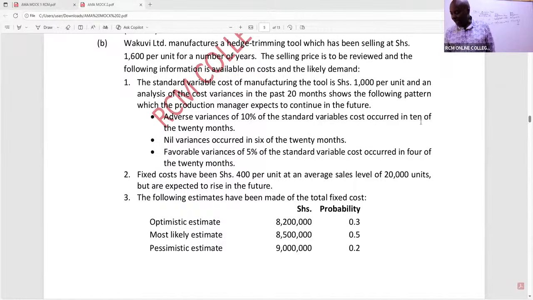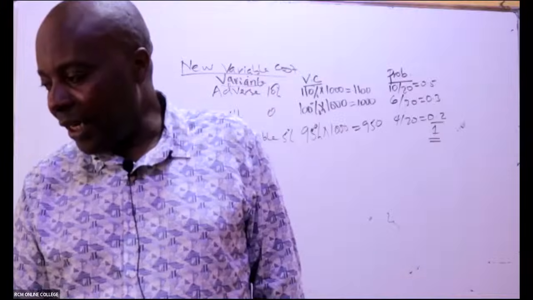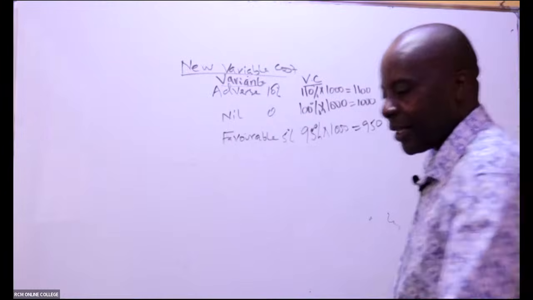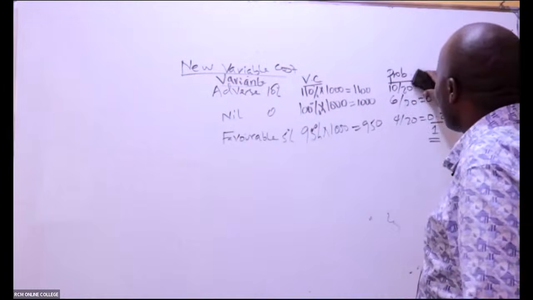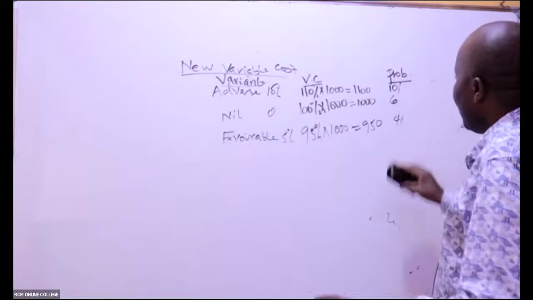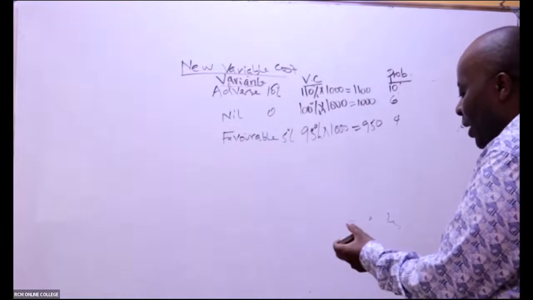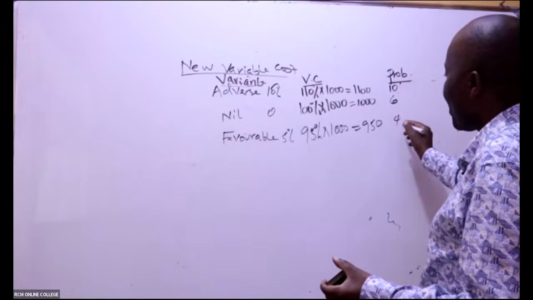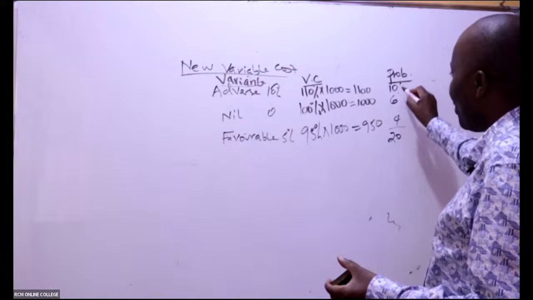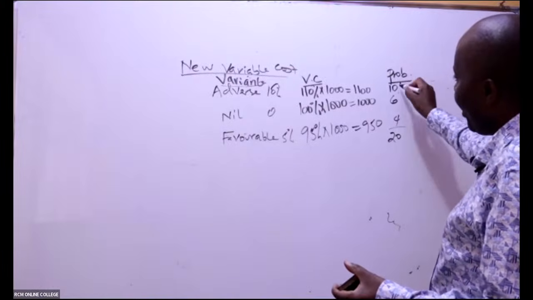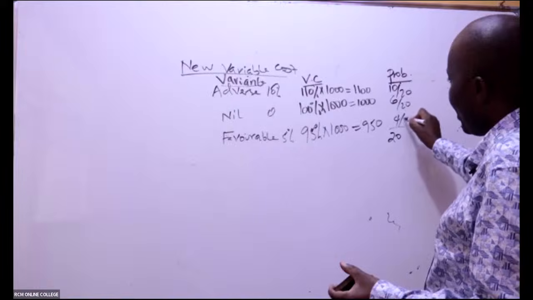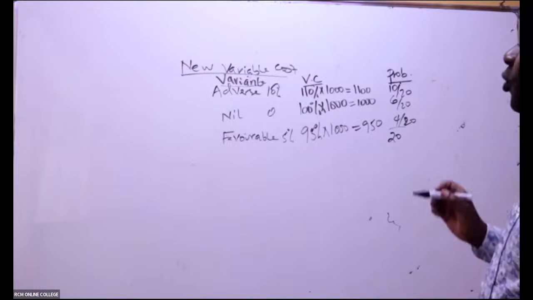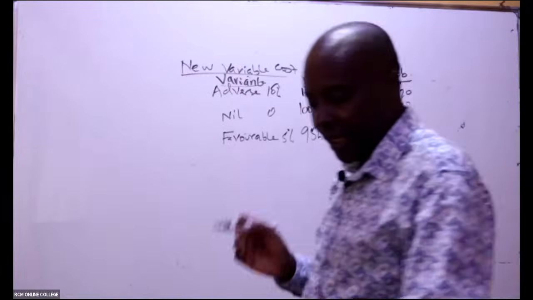So you can see when you add 10 plus 6 plus 4, equals 20. This occurred 10 times, this 6 times, and this occurred 4 times. So then if you add, you'll get 20. Proportion-wise, because probability is a proportion, it'll be 10 over 20, 6 over 20, 4 over 20, like that. And then they told us expressly that the standard is 1,000.